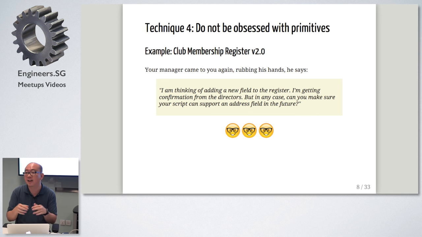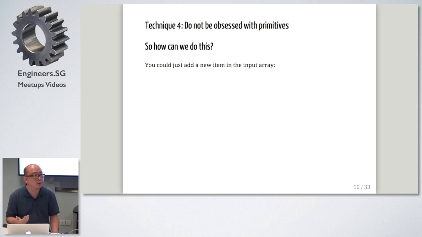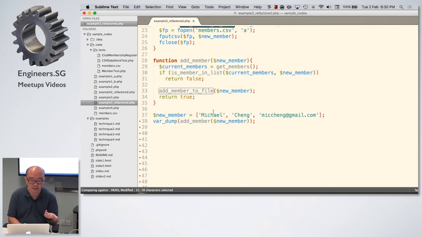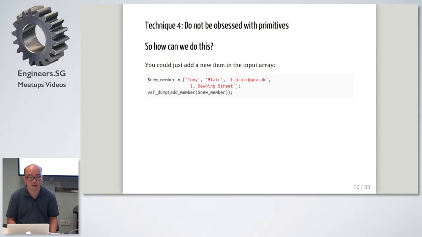Okay, so assuming we cannot move away from CSV, we've got to stay with the CSV, so what should we do? How do we do this? Well, a simple approach would be to just add a new item to the array. So we have the input array that I showed you earlier, which has three things: first name, last name, and email. Let's add a fourth item, address, assuming the fourth column will be the address field. So use the same method and it should solve the problem, right?